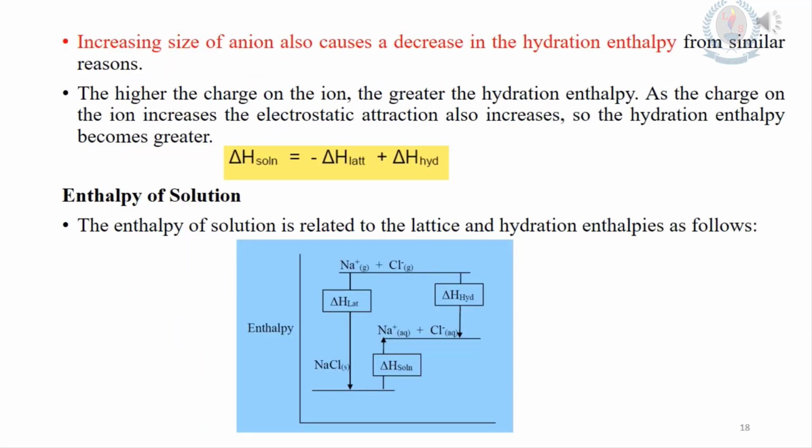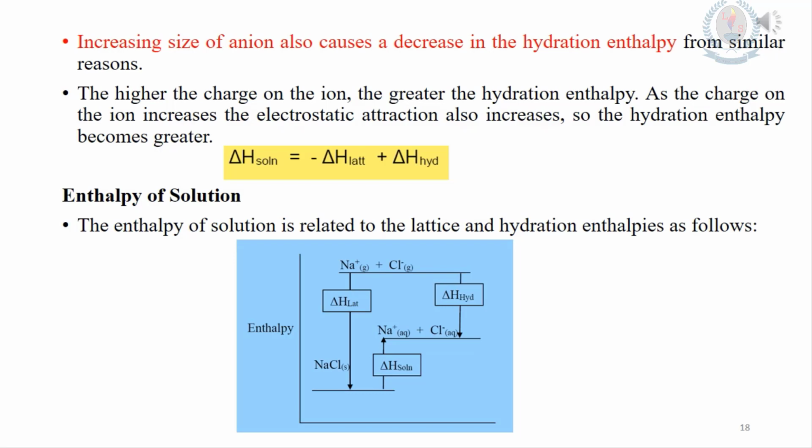Likewise, increasing the size of an ion causes a decrease in the hydration enthalpy. The higher the charge on the ion, the greater the hydration enthalpy, because as the charge on the ion increases, the electrostatic attraction also increases. Therefore, the hydration enthalpy becomes greater. Using this knowledge, I can give an equation: delta H solution equals minus delta H lattice plus delta H hydration.